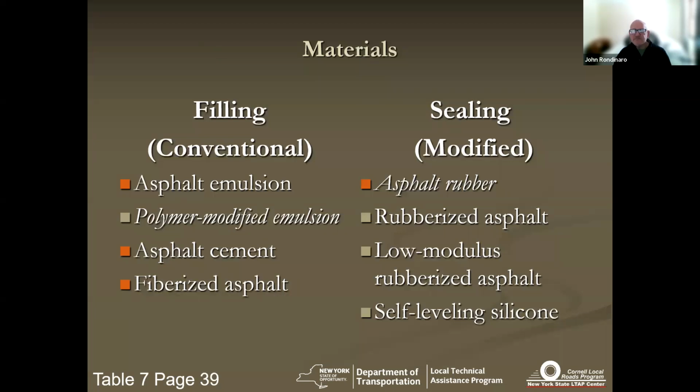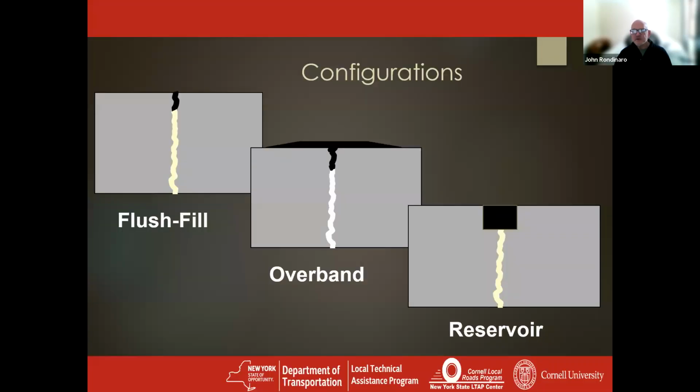In terms of materials, the big difference between filling and sealing is that with filling you're using conventional materials, and with sealing you're using modified or engineered materials, which give them the flexibility to move with the moving crack. In terms of configurations, there are three standard ones. You've got your flush fill, which was the way we traditionally did it. Then we moved into the overband, where you stick the nozzle into the crack, fill it up, and then put a band of material up to 1/8 inch thick, 2 to 3 inches on either side of the crack. That got us in a little bit of trouble. I'll talk about that in a second.